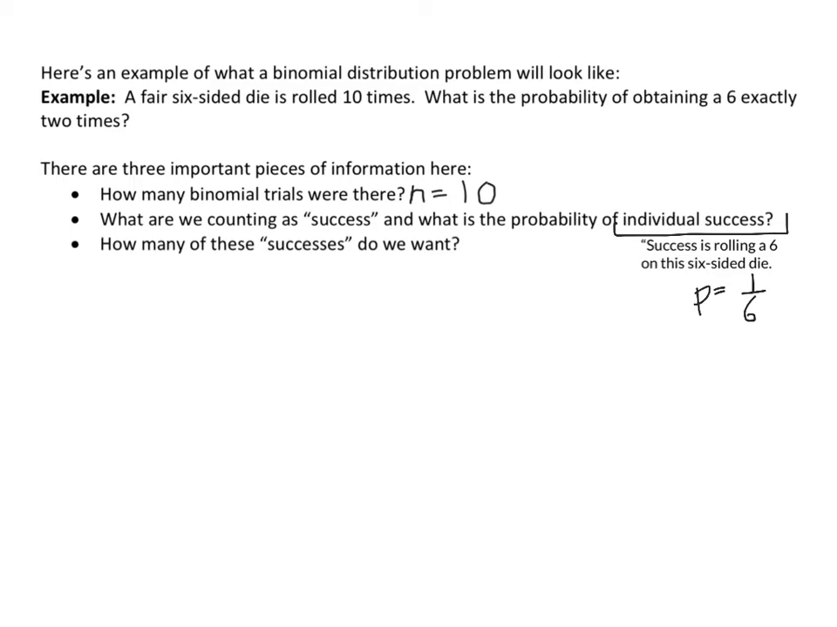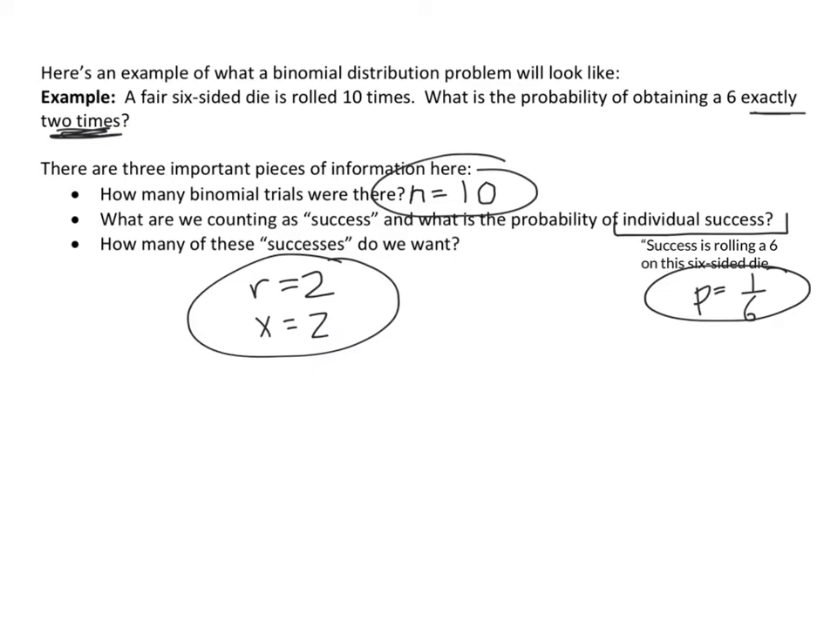And finally, how many of these successes do we want? The problem said that we wanted to get the 6 exactly 2 times, so I want this thing to happen 2 times. This is either called r equals 2 or sometimes x equals 2, depending on the book. So when you're working through these binomial distribution problems, you need to find out how many trials, what the probability of individual success is, and then how many successes you're looking for. We're going to take this information and move forward and talk about how we show our work for problems like these.